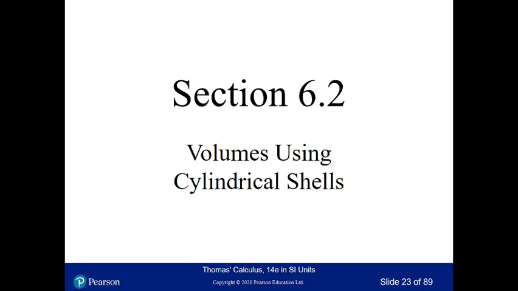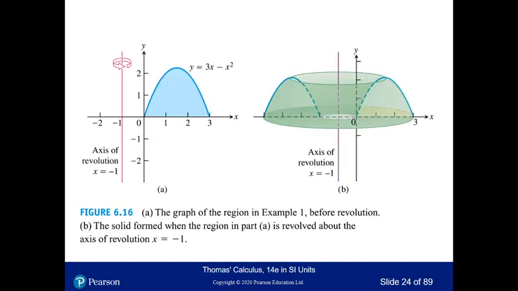Okay, so section 6.2 is about volumes using cylindrical shells. How do we do that? Again, we have a region that's made up of a curve like this, bounded by this curve and also the x-axis, and we want to rotate this around x is equal to -1, the red line here. When you rotate it around that, you get a picture like that.